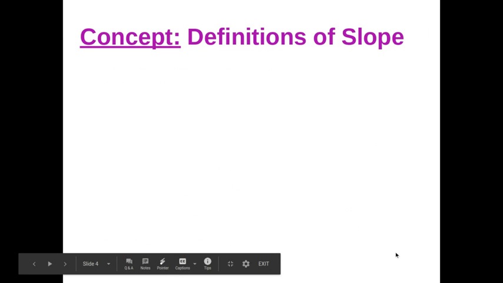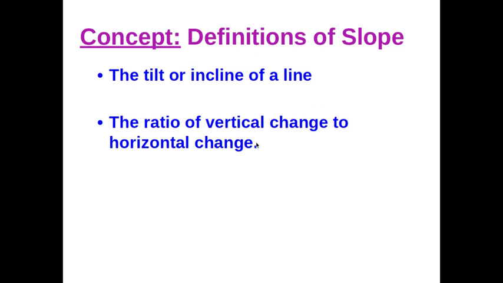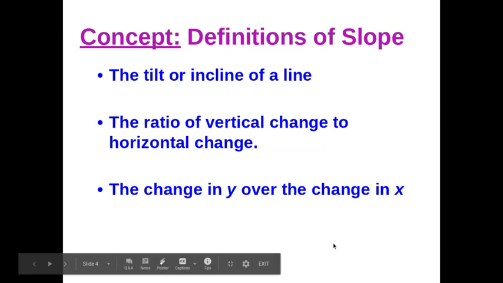Okay, so definitions of slope. We know that the definition of slope is the tilt or incline of a line. We know that it's the ratio of a vertical change to horizontal change, so the y over x. And we also know that it's the change in y over the change in x, like I just said before. So vertical versus horizontal. You're always going to go up and down, and then you're going to go across.